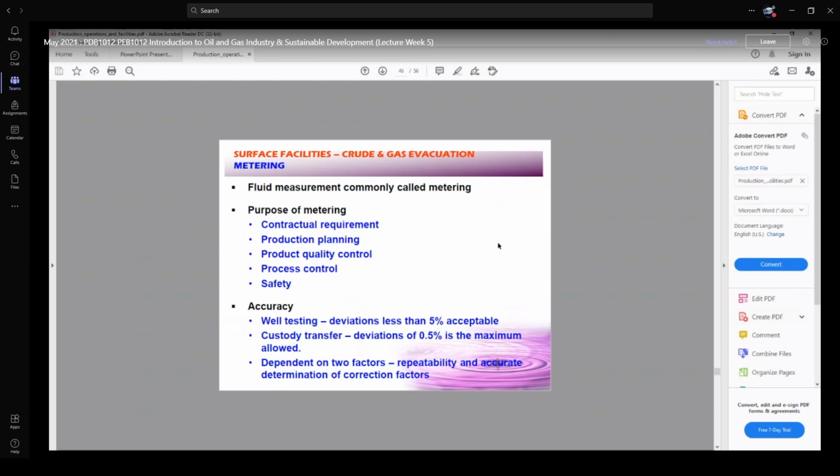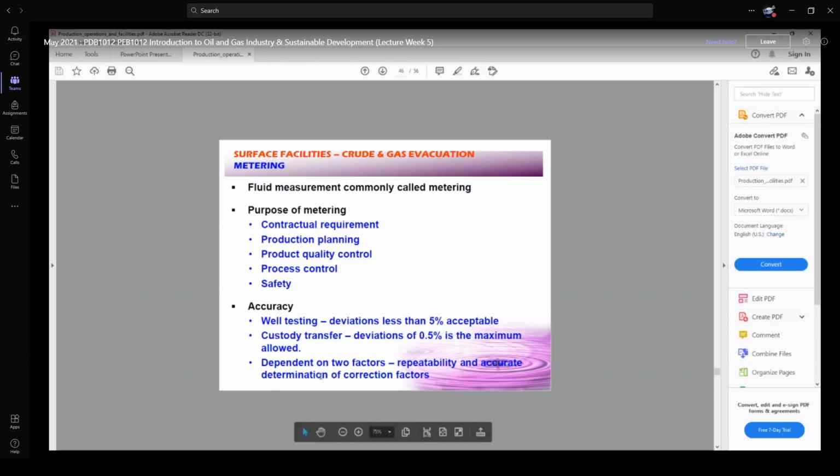The accuracy of the metering is very important, because during the well test we can give a margin of up to 5%, which is acceptable. But if we are selling, right, or transferring, or using it for a different usage, the deviation should not be more than 0.5%. A maximum of 0.5% is allowable.